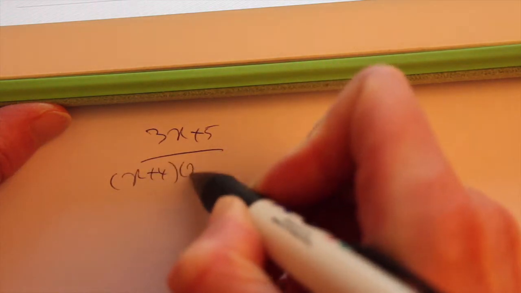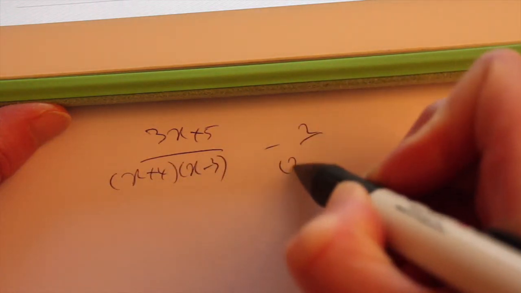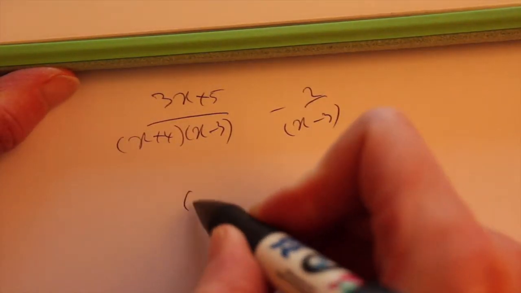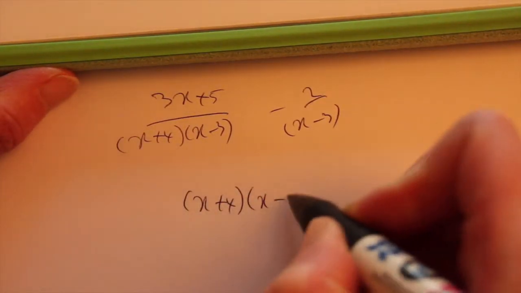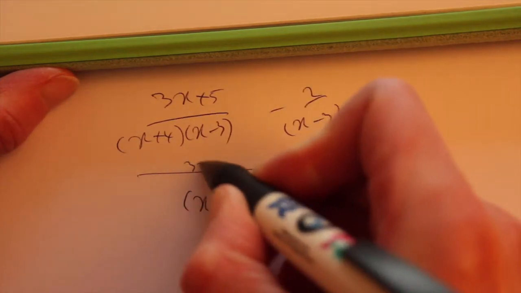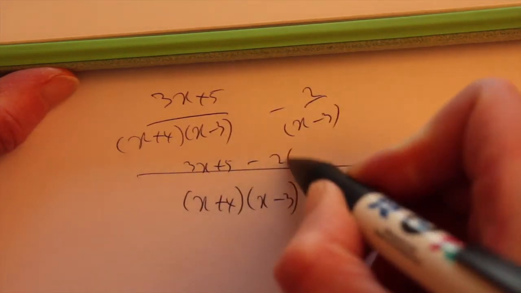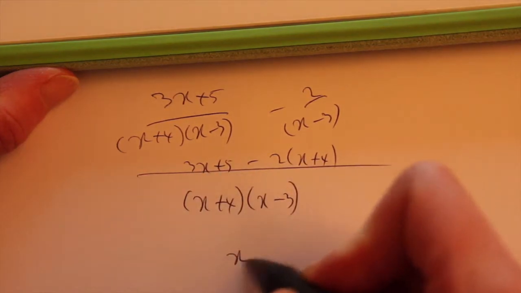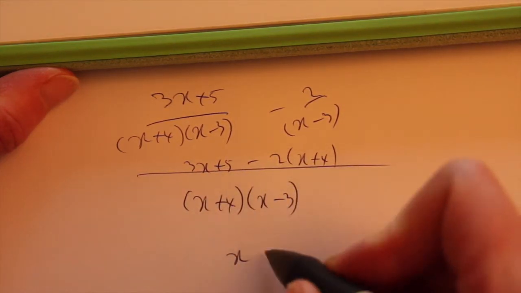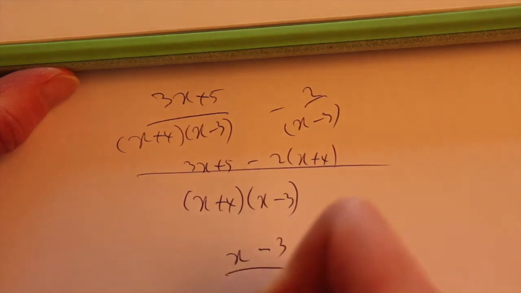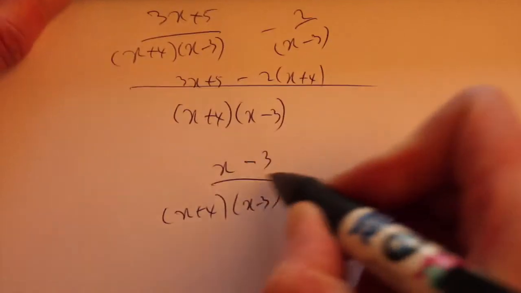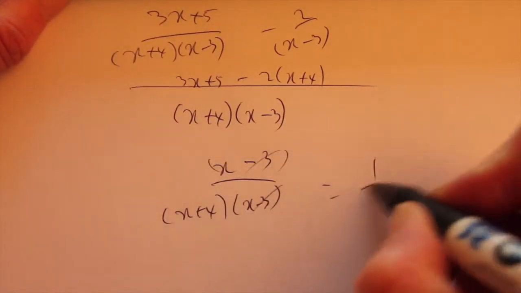3x add 5 over x plus 4, x minus 3, minus 2 over x minus 3. You want the bottom lines to look the same, so you have to include all the factors. X plus 4, x minus 3. No change on that one. You have to multiply this one by x plus 4. Tidy up the top line. 3x minus 2x is 1x. 5 minus 8 is minus 3. Over x plus 4, x minus 3. Just make sure when you're cancelling off here at the very end that you leave the 1 on the top line.